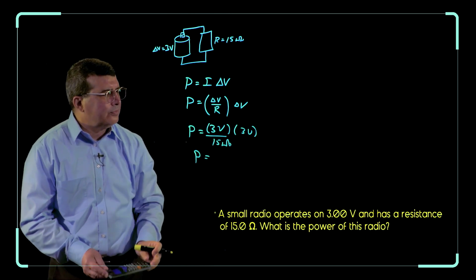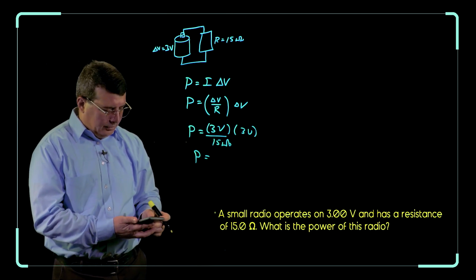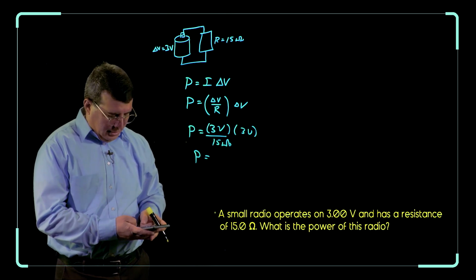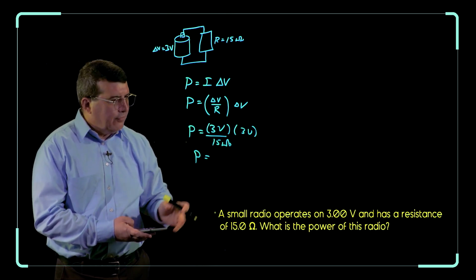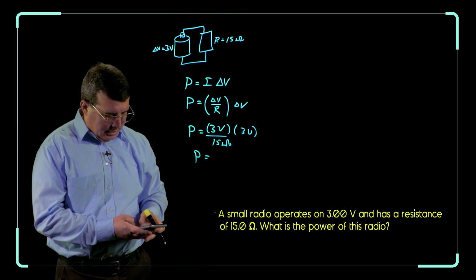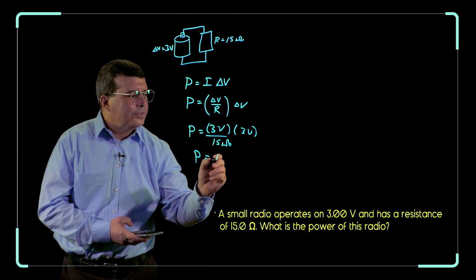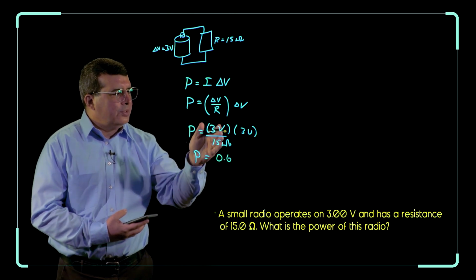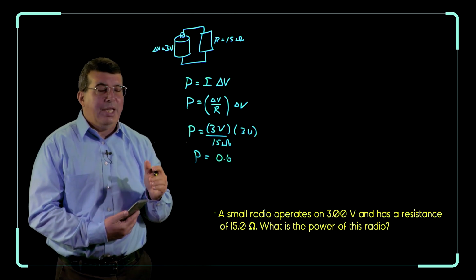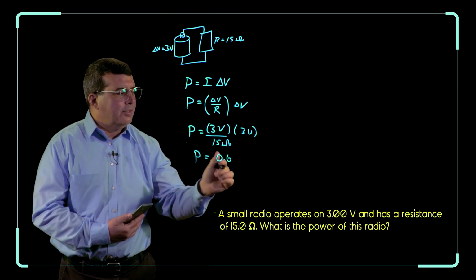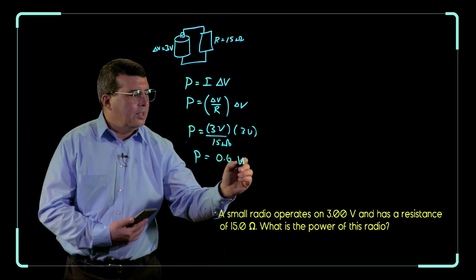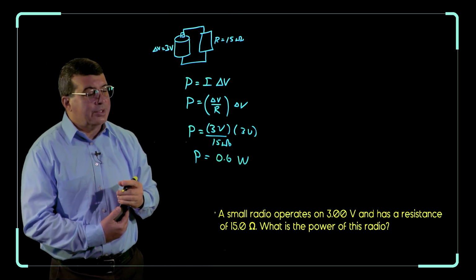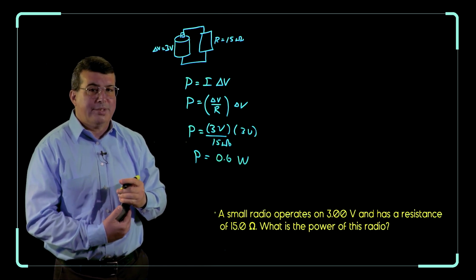So power is 3 times 3 divided by 15. That gives me a number of 0.6. And volts divided by ohms gives me an ampere. Amperes times volts gives me watts. So my power of this radio is 0.6 watts.